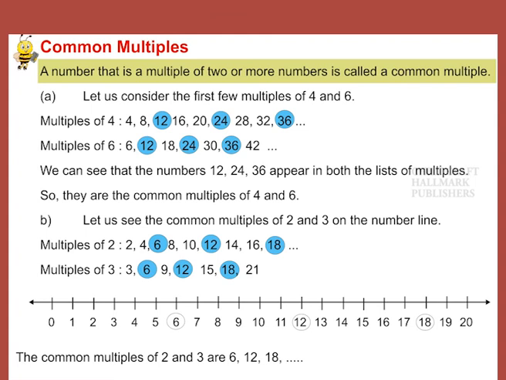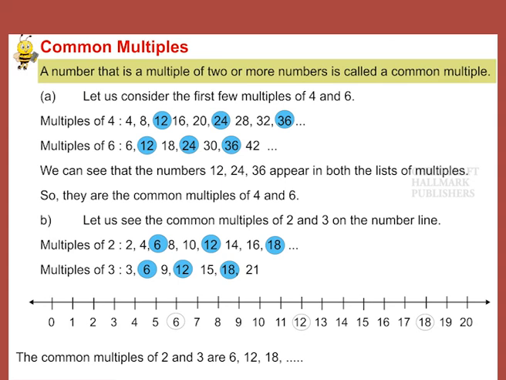Common multiples. A number that is a multiple of 2 or more numbers is called a common multiple. Let's consider the first few multiples of 4 and 6. Multiples of 4: 4, 8, 12, 16, 20, 24, 28, 32, 36. Multiples of 6: 6, 12, 18, 24, 30, 36, 42. We can see that the numbers 12, 24, 36 appear in both lists of multiples. So they are the common multiples of 4 and 6.